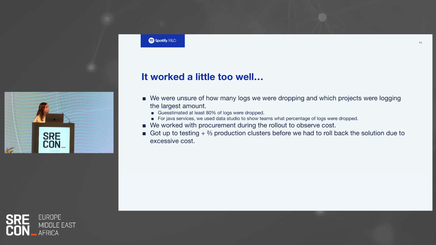For Java services, we had a little bit of a better solution where we could see what percent of logs were probably being dropped and display that to teams. We had to work directly with procurement to roll this out while keeping cost under control because it was kind of crazy how much these logs blew up once we were able to support the throughput that we needed. And we got up to the test cluster and about 2/3 of production before we had to roll back the solution due to really excessive cost.